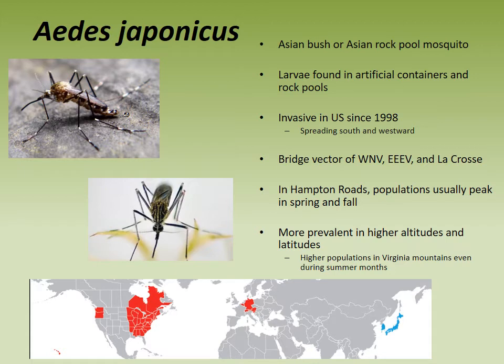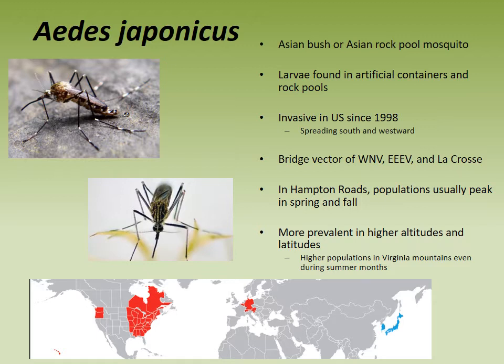They are also an invasive species into the U.S. They came in a little later, 1998, which is basically 22 years ago. It's not that much later, and they've been spreading throughout the U.S. since. They are more of a cold weather mosquito, so in higher altitudes and latitudes they can be more prevalent, and you'll find proportionally higher populations of these mosquitoes in mountainous areas of Virginia.